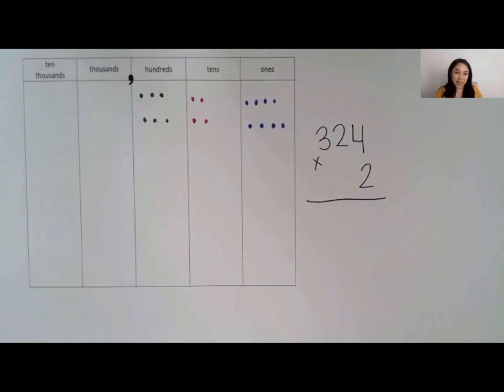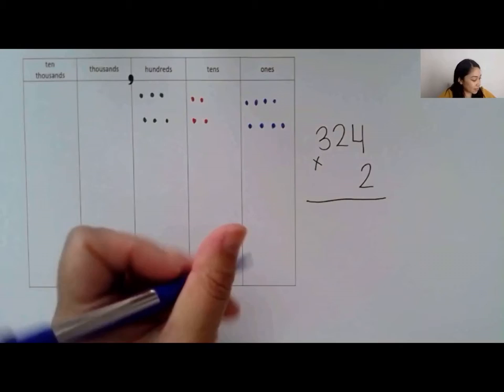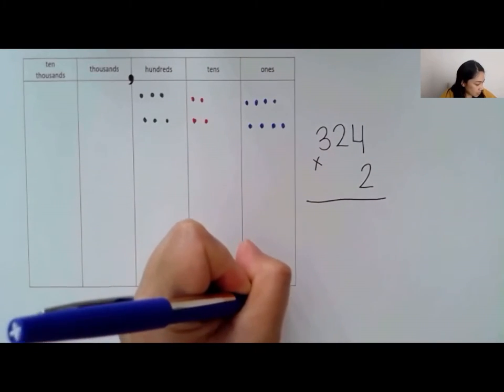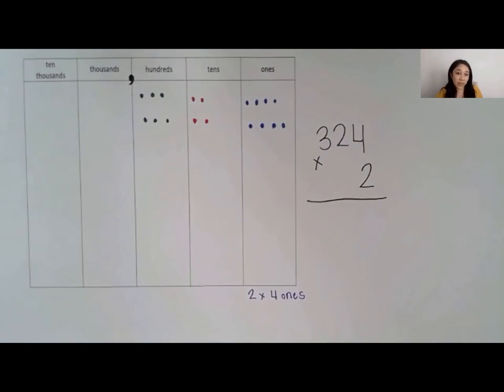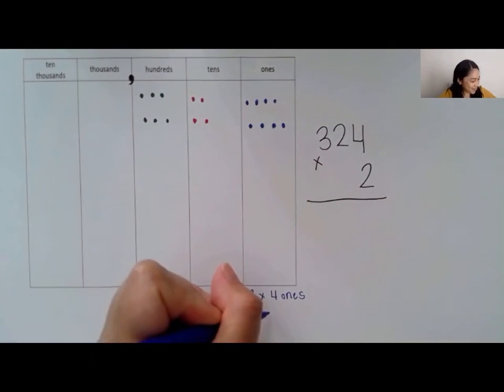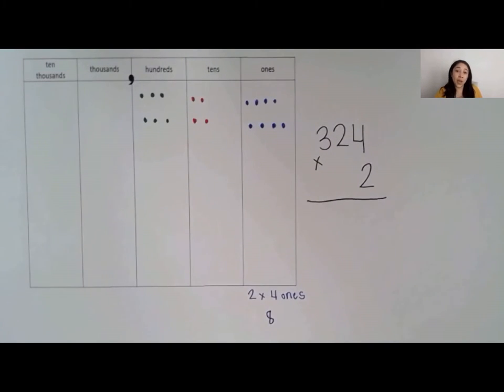Let's look now at the ones. What is the total value of the ones? 2 times 4 ones equals 8 ones. Let's write 2 times 4 ones under the ones column. What is the value of 2 times 4 ones again? 8. We're going to go ahead and record the total number of the ones here below, just like we did, and we're also going to include it in the problem.